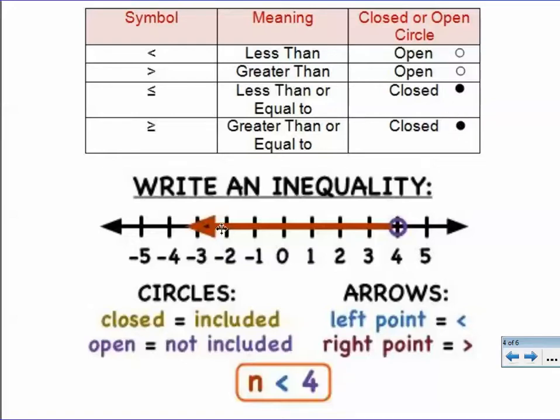So when you're writing an inequality, you have to keep in mind the circles. A closed circle means it is included. Open means that solution is not included. And what the arrows mean: if it's pointed to the left, that means less than. If it's shaded to the right, then it is greater than. So for the solution of n is less than 4, 4 is not included, but everything less than 4. So that arrow right here signifies that -4, -5, -6, -500, all of those are included in the solution set.